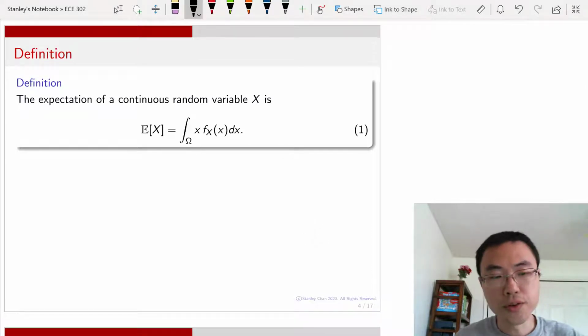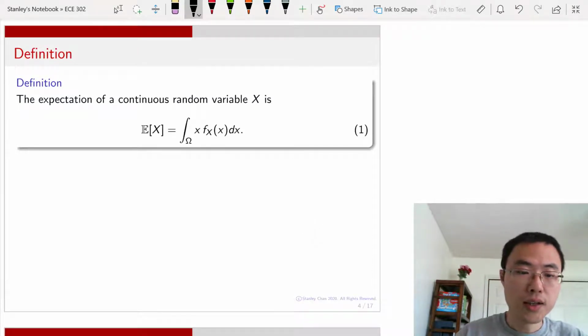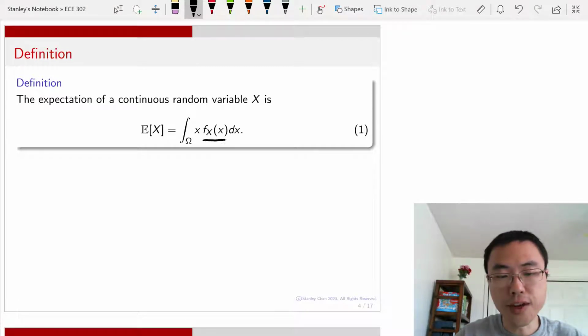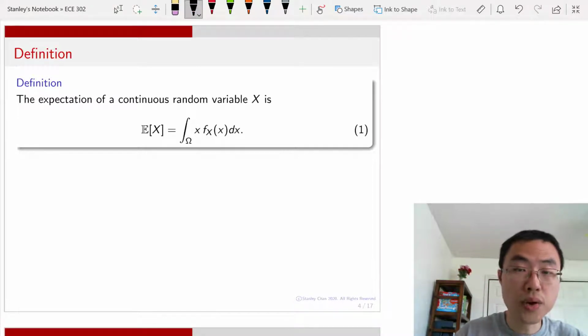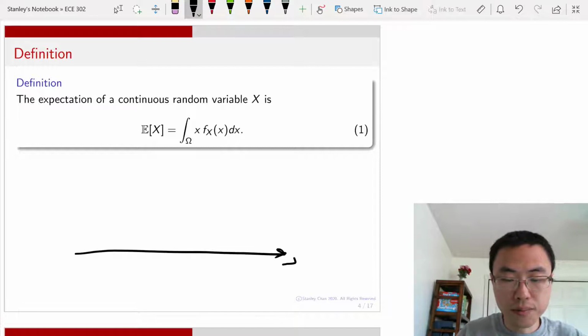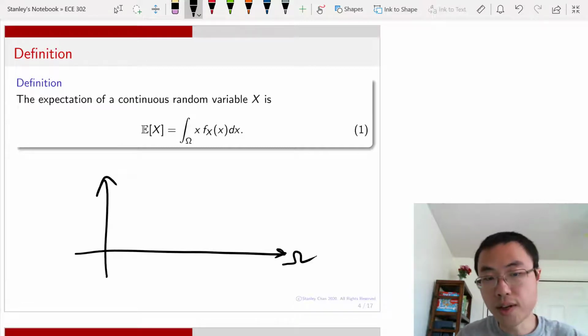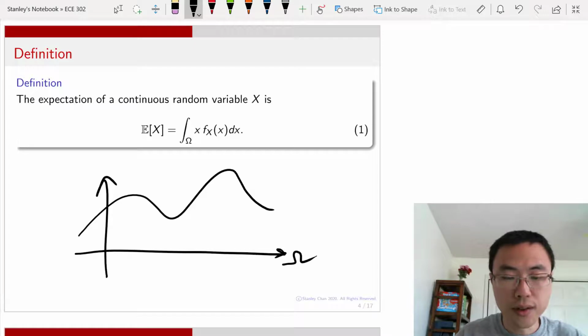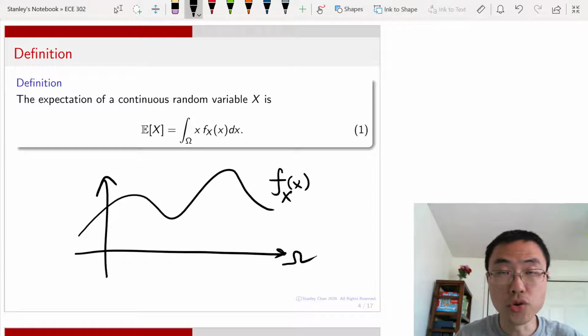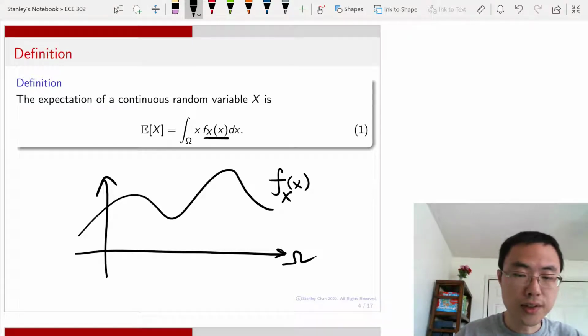So what is the definition of expectation? The definition is given by this formula. It is the integration of fx multiplied with x, and then you do this dx. So how do we understand this? As I have shown in the previous slide, let's say we have a function fx. This is the probability density function associated with a random variable x. Now, this fx is here. And then what would be the state? Here is the state, okay?